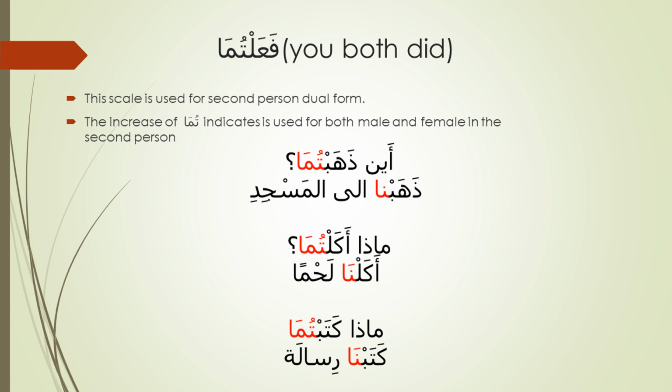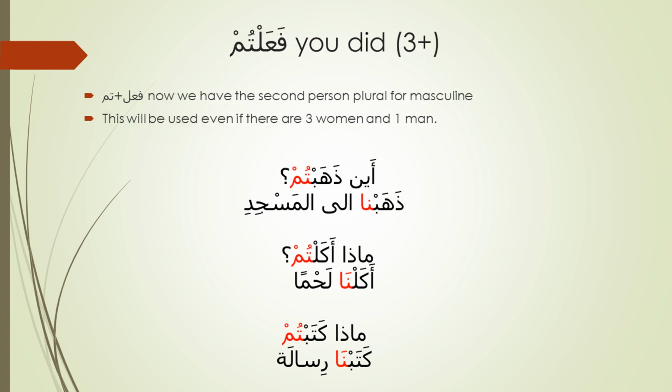Okay, we'll do the jam' now. Now this is for 3 or more. We're still in second person. فعلتم, that is a scale for 3 or more. فعلتما means you both, and فعلتم means you all. Now someone that studies Sarf, you should know there's a difference between the 3: فعلت, فعلتما, and فعلتم.